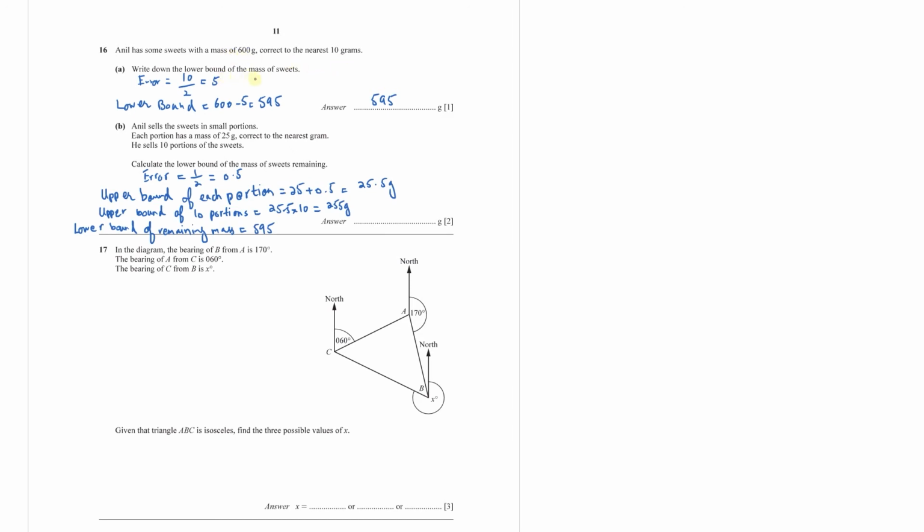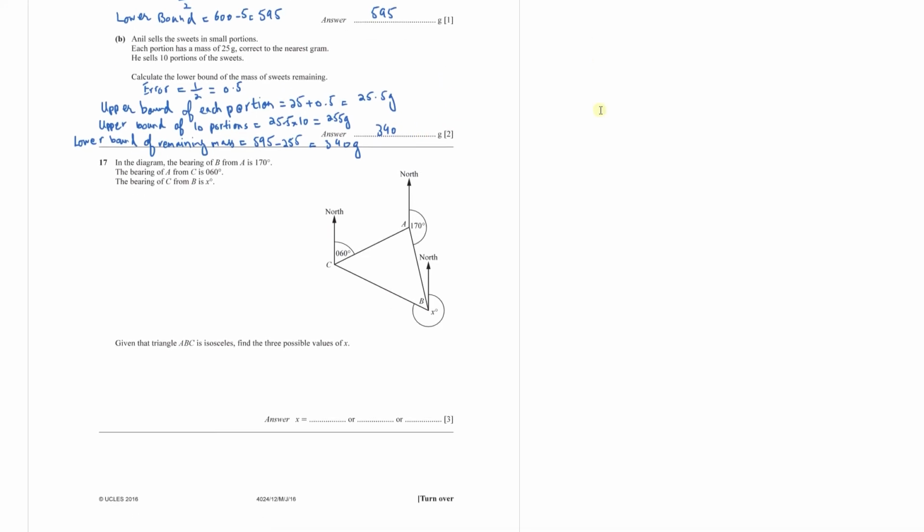So the lower bound of the mass of sweets is 595, minus the upper bound of the mass that was sold, which is 255 grams. So this would be equal to 340 grams. This would be the lower bound of the mass of sweets that are remaining.